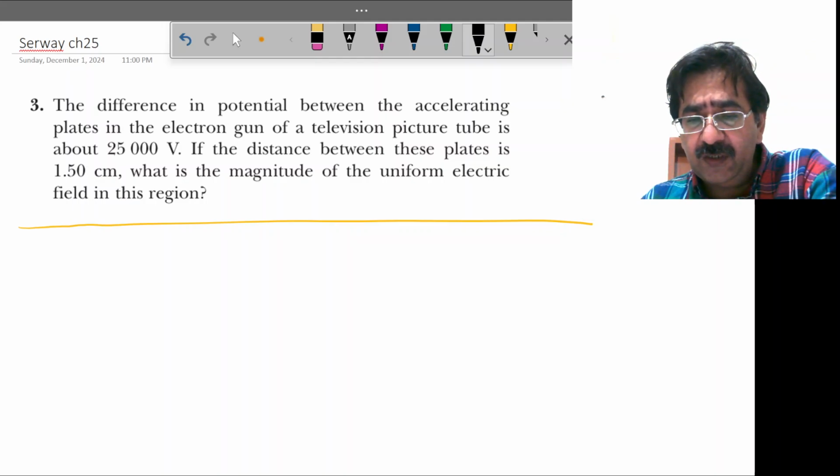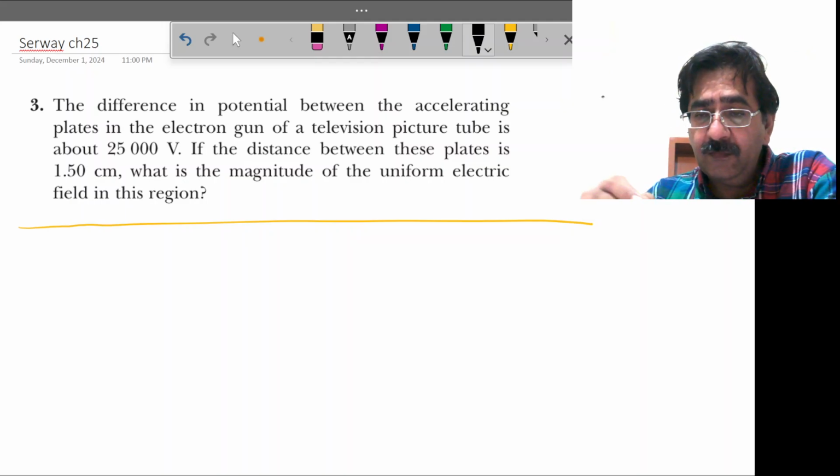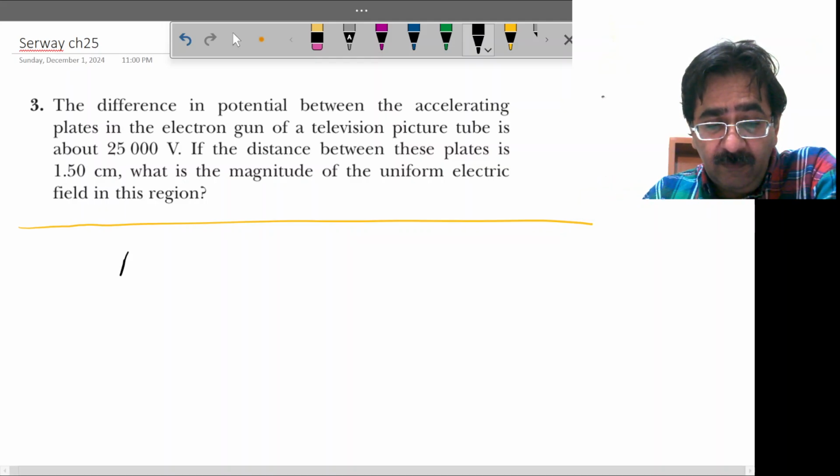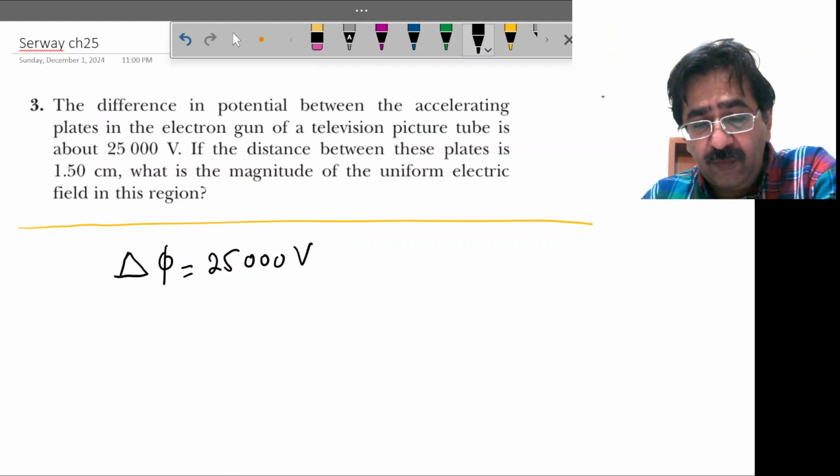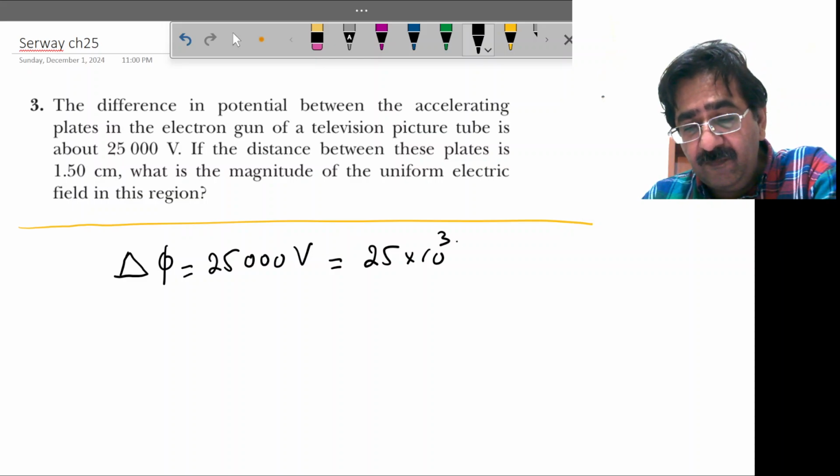The difference in potential between the accelerated plates in the electron gun of a television picture tube is about 25,000 volts, or you may write it as 25 × 10^3 volts.